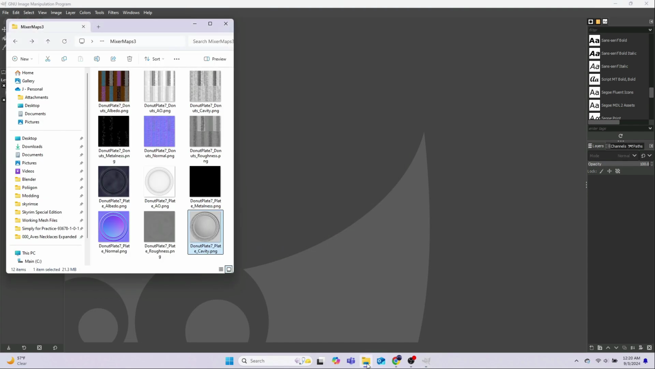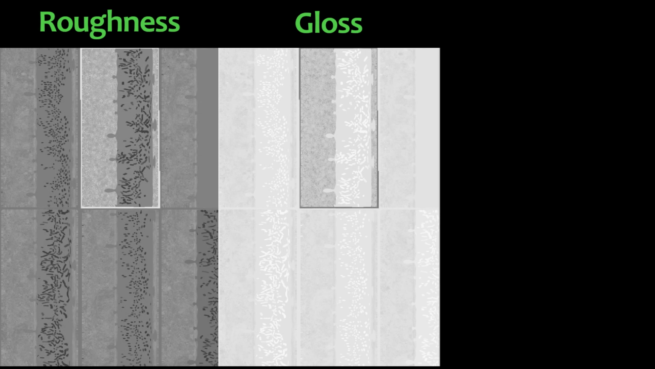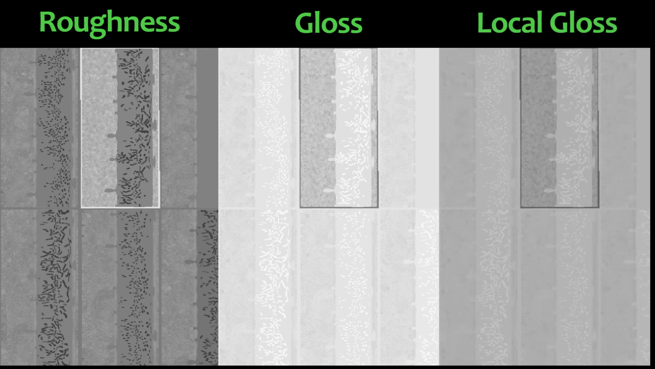All right, now we need to make something called a local gloss map. A gloss map is basically just an invert of the roughness map. Local gloss just means that we are going to edit it further for Skyrim by clamping the white level so that it doesn't get too bright.